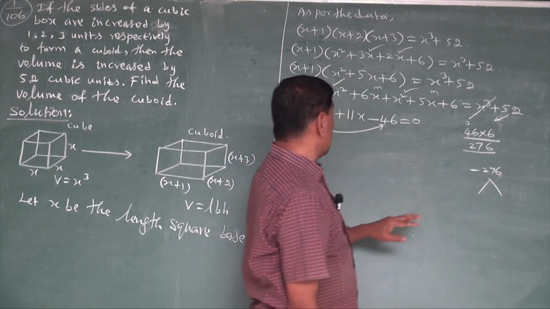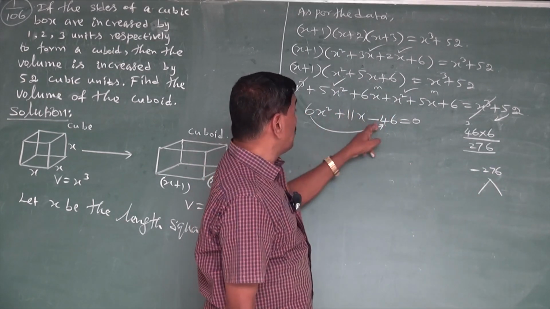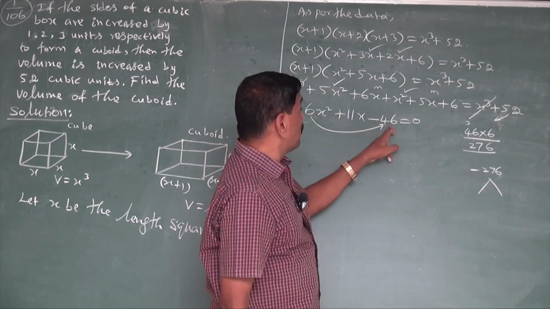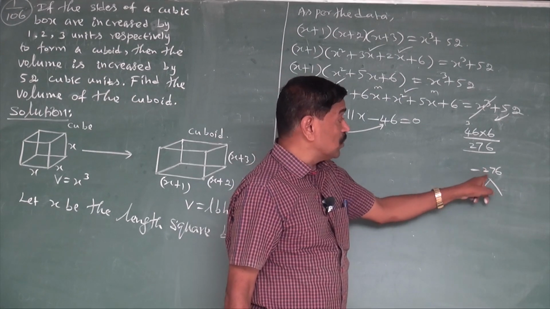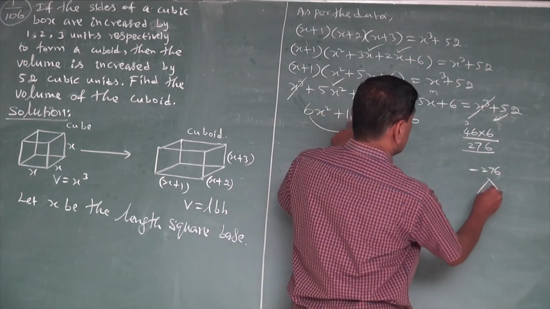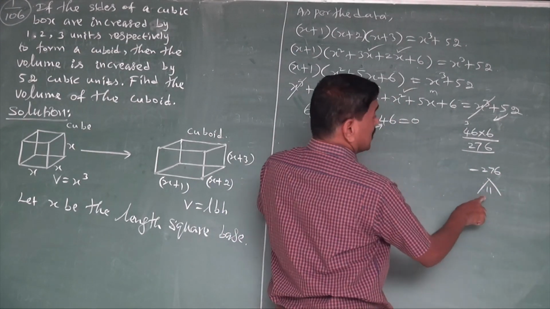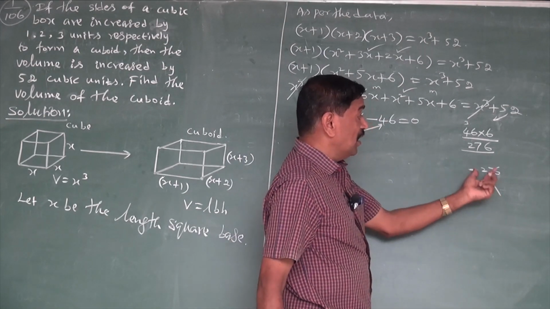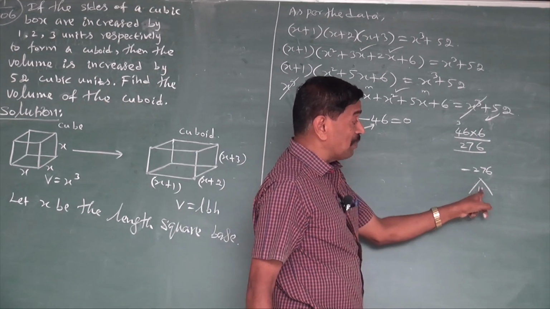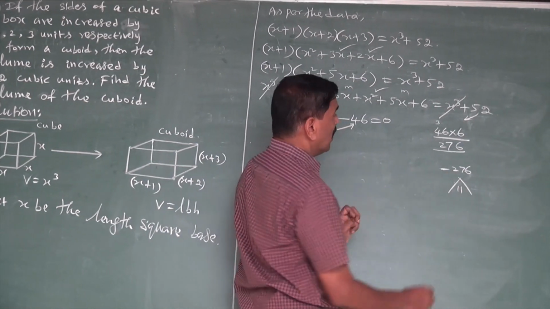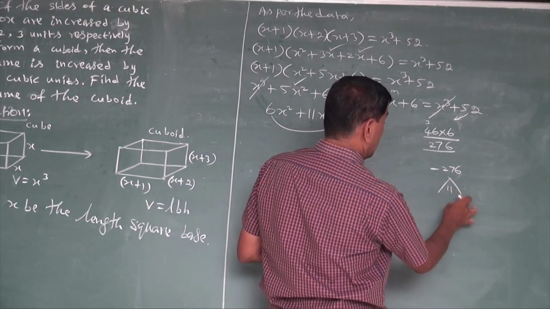Now, by factorization, while multiplying, plus into minus is minus, and 6 into 46 is equal to 276. While multiplying we need minus 276, and here the x coefficient is 11. While adding, we want to frame two factors whose multiplication is minus 276 and whose addition or subtraction answer must be 11. Now to identify the factors, again do the rough work.